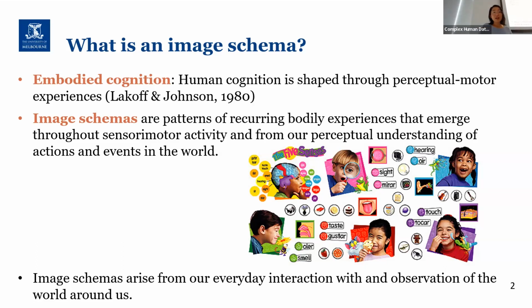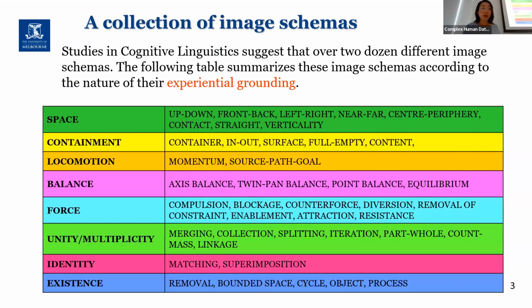And image schemas are patterns of recurring bodily experiences that emerge throughout sensory motor activity and from our perceptual understanding of action and events in the world. In other words, image schemas are the basic cognitive structures and the schemas that we use to navigate the world. Image schemas arise from our everyday interaction with and observation of the world around us.